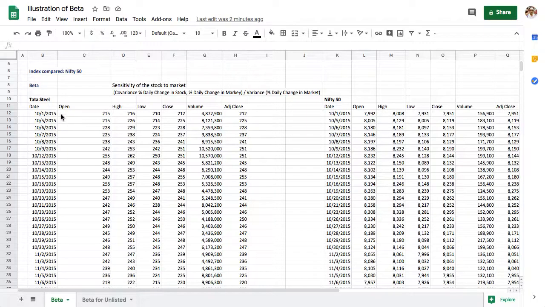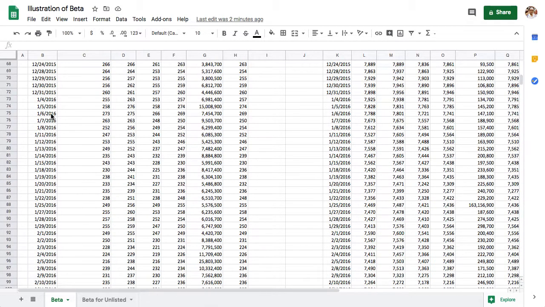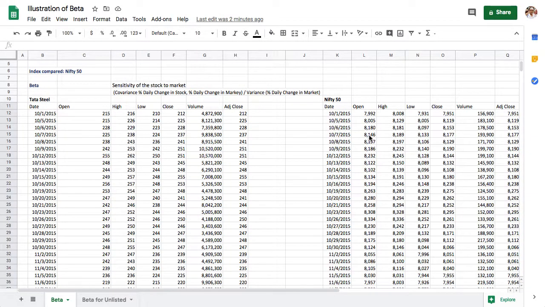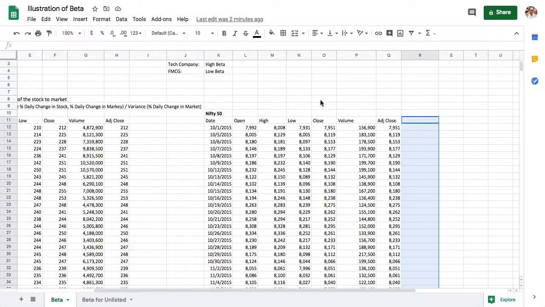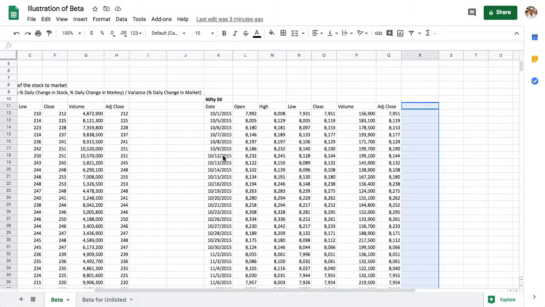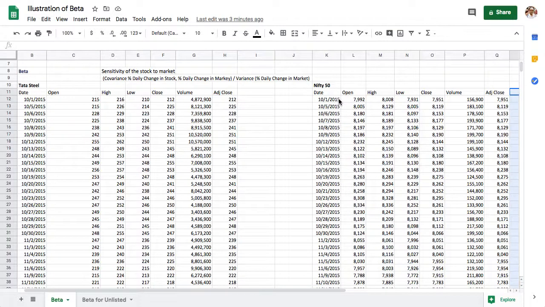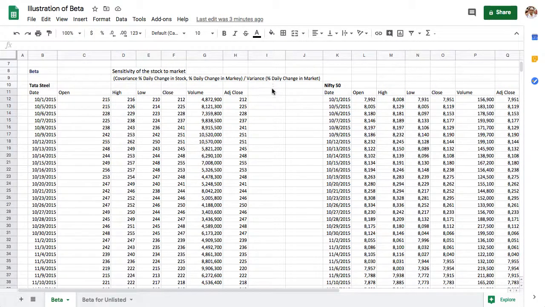So here I have taken, I think, a few months of data for this company called Tata Steel. And for the market data, I've taken the index Nifty 50, which is an Indian index. But this can be applicable for any country. It's just that you should take a market representative index. So let's make a column here for percentage daily change, and we won't be needing low, close or things like that. We just need adjusted close.